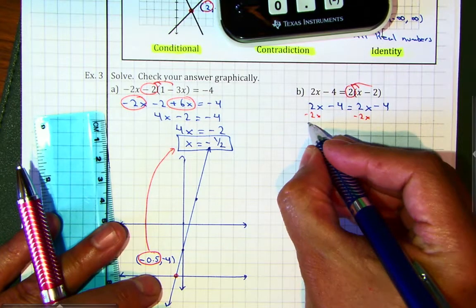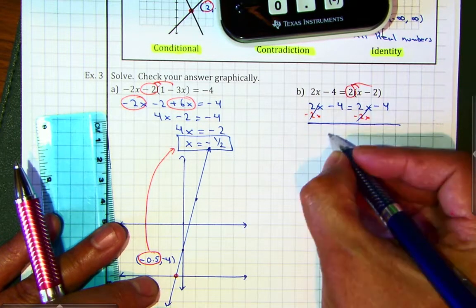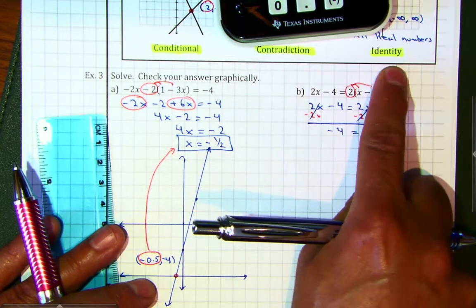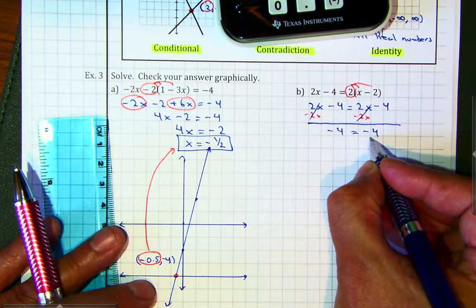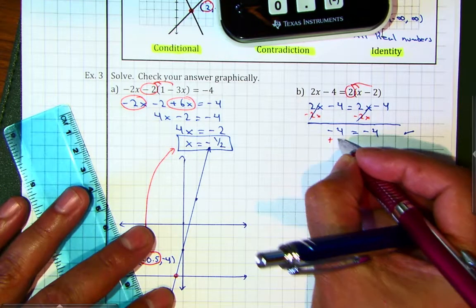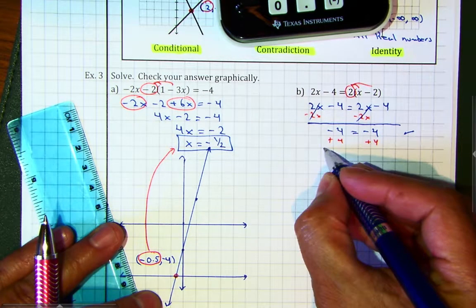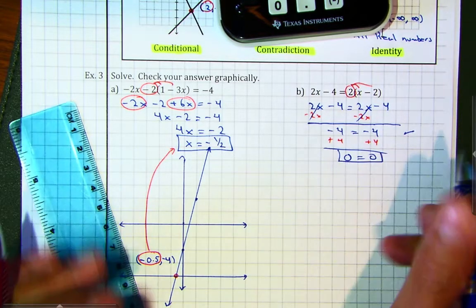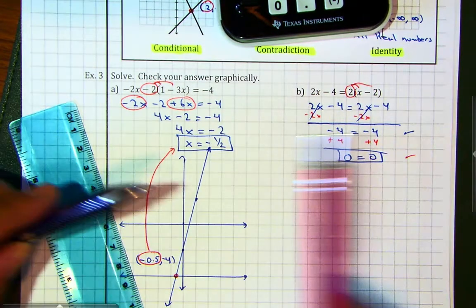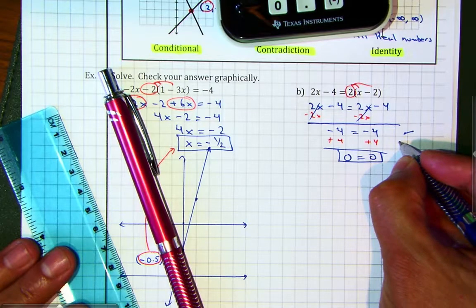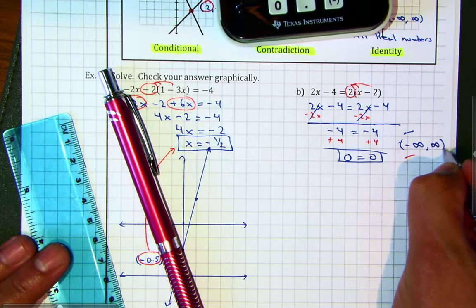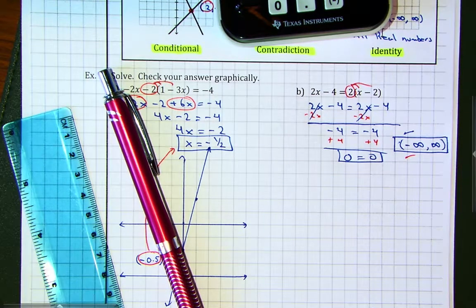If by any chance your x's cancel out, you have negative 4 equals negative 4. If your x's cancel out, it's going to be either a contradiction or an identity. Is this a true or false statement? That is true, so therefore it's going to be an identity. Or if by any chance you continue and say, plus 4 on both sides, you end up with 0 equal to 0. That's a true statement. So you have infinitely many solutions. Or we can say from negative infinity all the way to positive infinity. That'll be in interval notation.